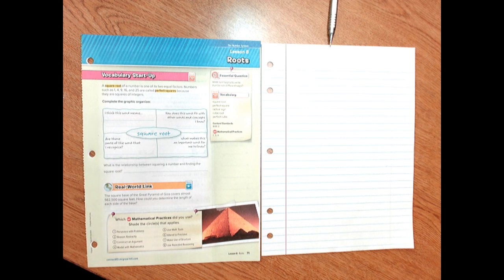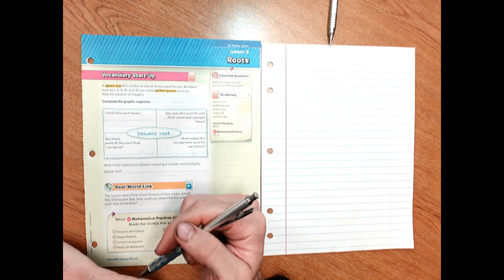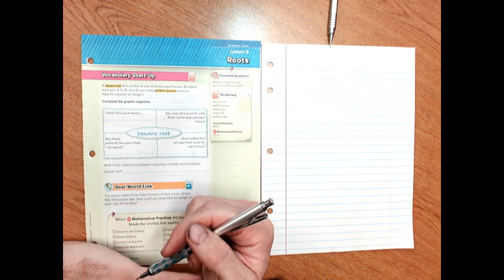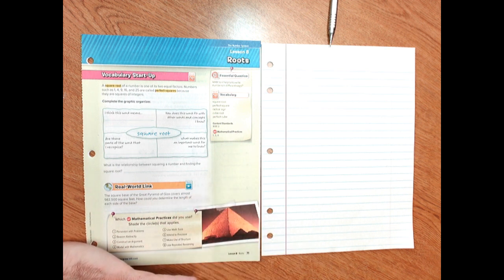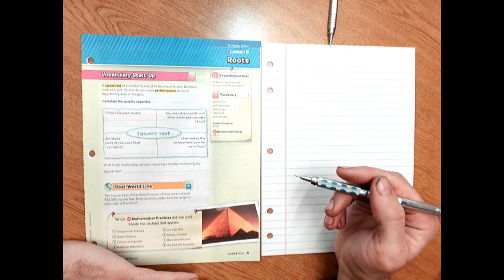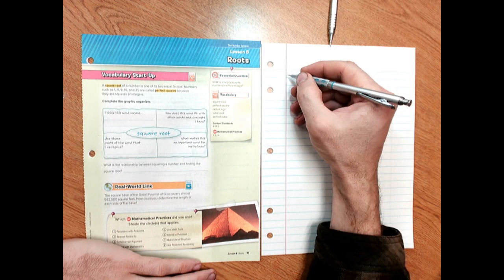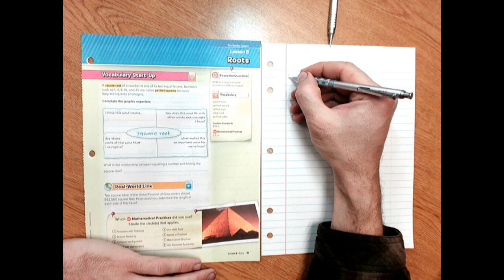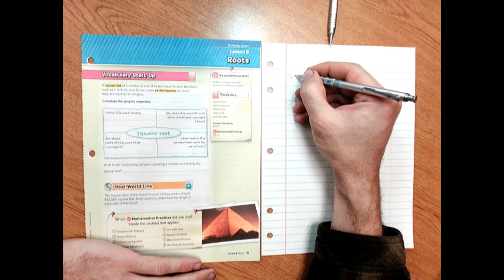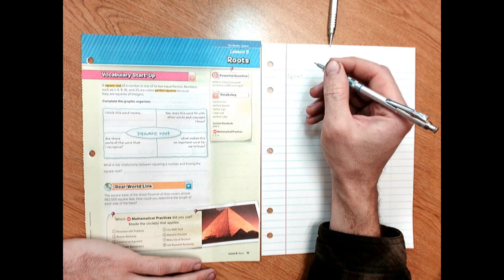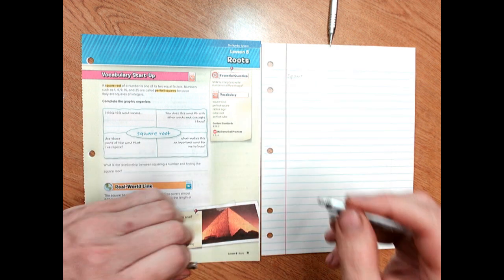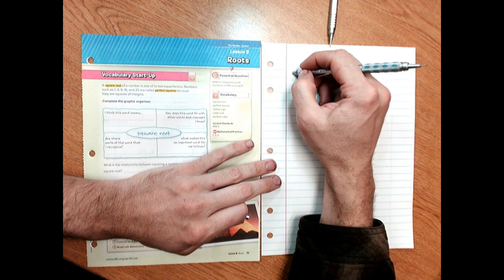So, getting started. Our vocabulary for this set of chapters. We have square root, let me restart.